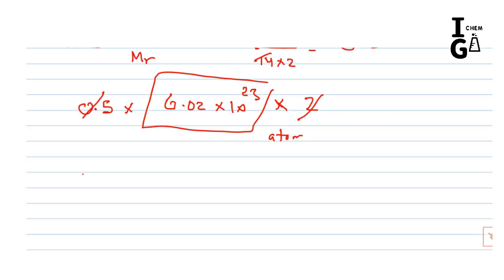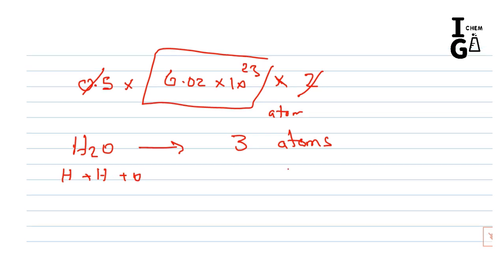So for the number of atoms in H2O, every 1 molecule of H2O contains 3 atoms, or 3 moles of atoms, because we have H2 plus O. It means H, another H, plus O. So the sum is 3 atoms. And also let's calculate the number of moles.